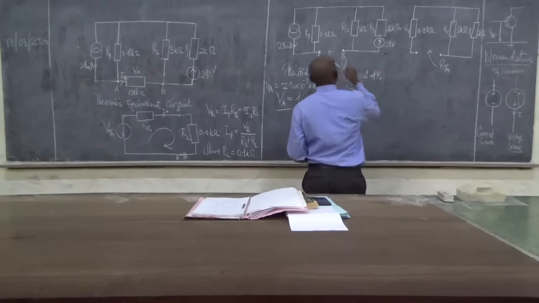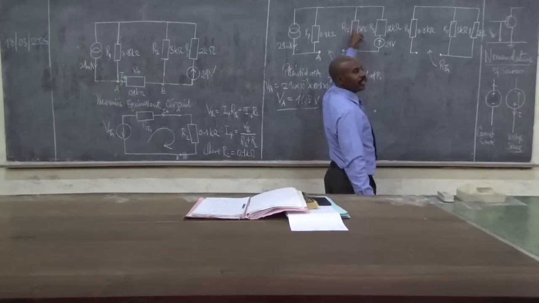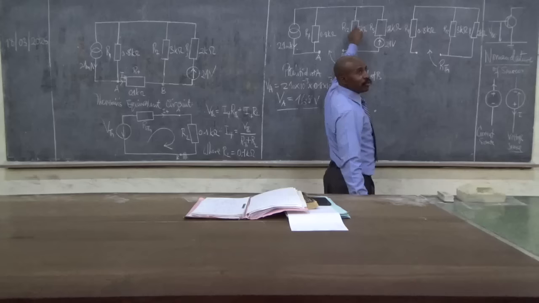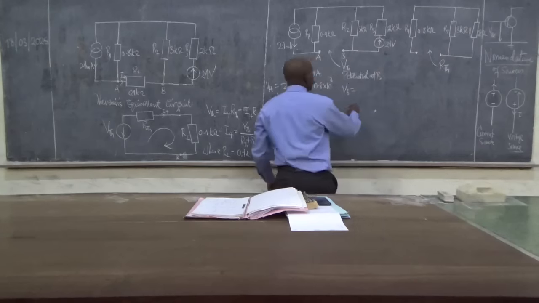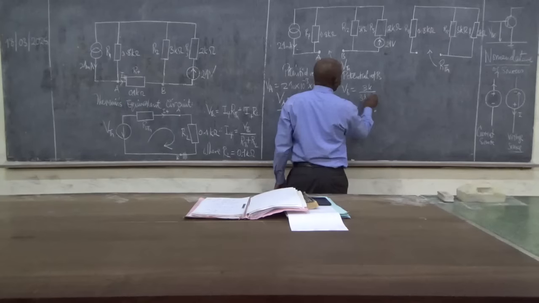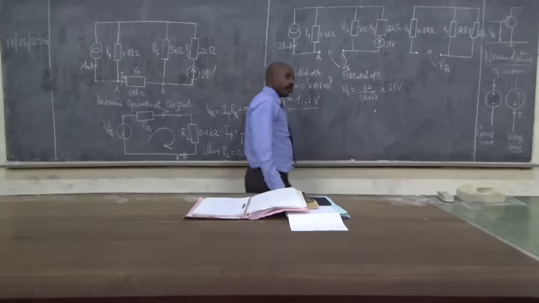You got two resistances here, and you need the one through here. This is the potential divider: you take the one in whose position you need the potential. So this would be 3 over 3 plus 2, and then multiplied by 21 volts.